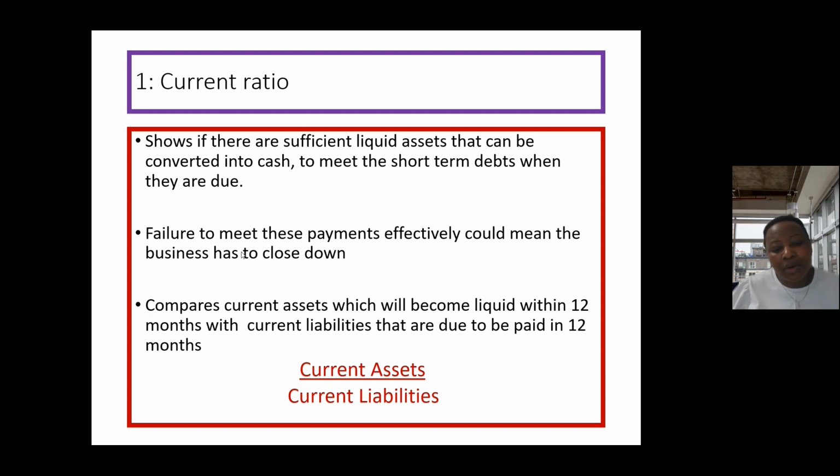The current ratio also helps us to compare our current assets, which will become liquid in 12 months, with current liabilities, which will become repayable in 12 months. So we want to look at how much assets we have that can be converted quickly into cash, in comparison to how much short-term obligations we have. That's what we're doing with the current ratio.